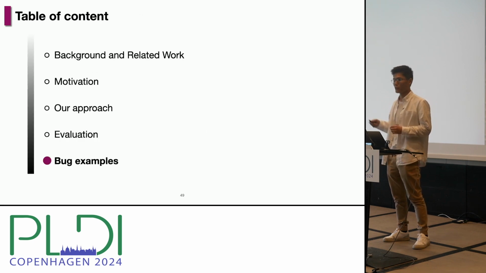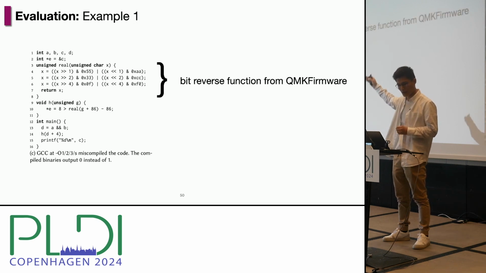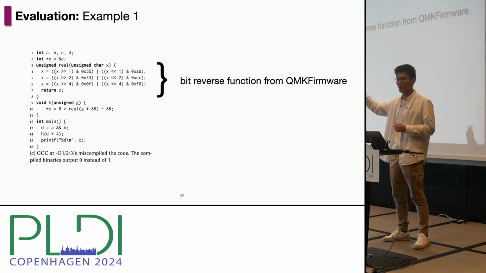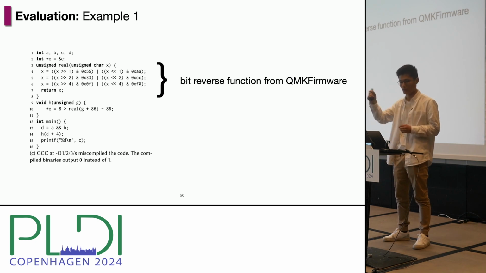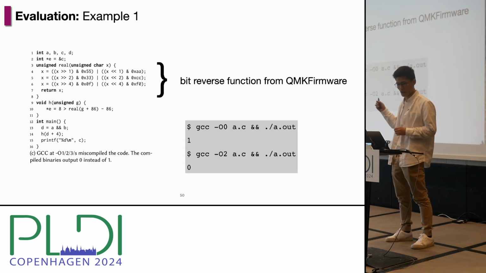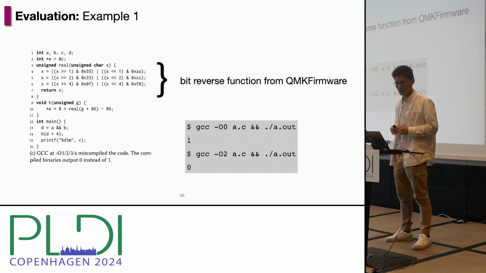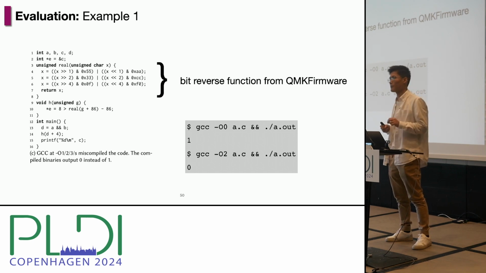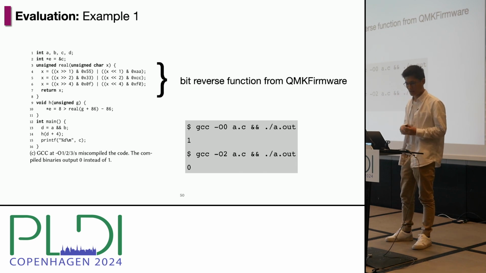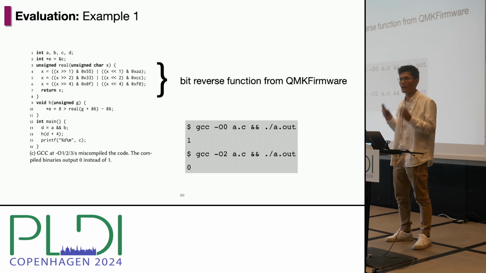So let me give you 2 examples of the bugs that we found. On the left, this is a program we generated, and this is a real function. This function is doing a bit reverse, trying to reverse the bit stream of the input variable, and this is from QMK firmware. This bug triggers GCC miscompilations in many versions, because GCC wants to do this very efficiently but incorrectly. They have some specific optimizations for the bit reverse function, but somehow this function can never be generated randomly.